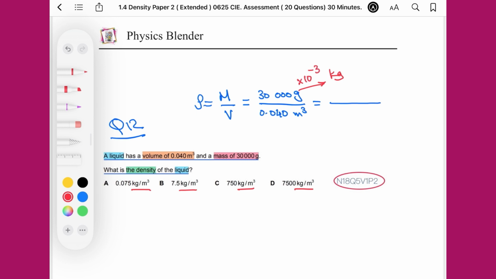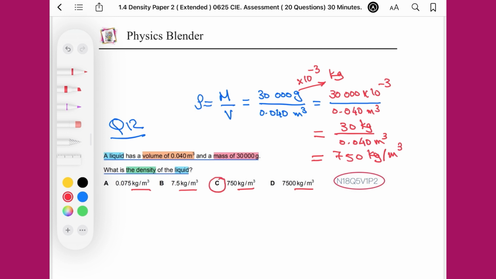So your answer here will be multiplied by 10 to the power of negative 3. Check also that you can use scientific notation. The answer will be 30 kilograms divided by 0.040 cubic meter. The final answer will be 750 kilogram per cubic meter. Your answer will be C.